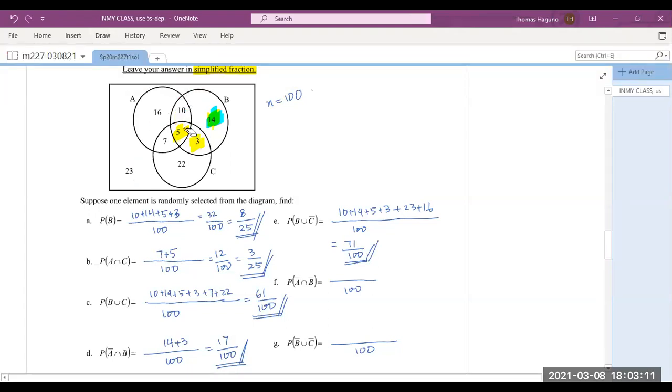Now, how about part F? Not A and not B. Not A refers to these, and not B, outside of B, refers to these. Because it is an and, how many elements are outside of A and also outside of B? 23 plus 22, so there are 45 out of 100, which we simplify by 5, that's 9 over 20.